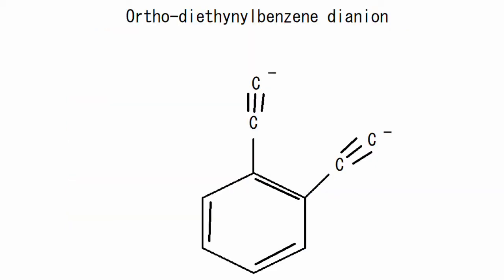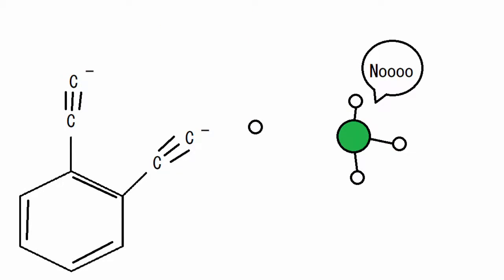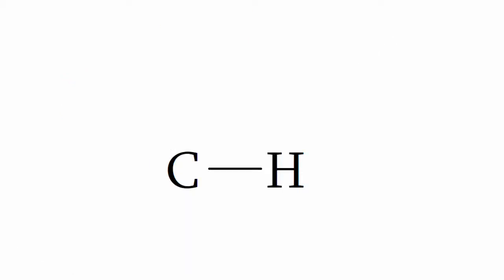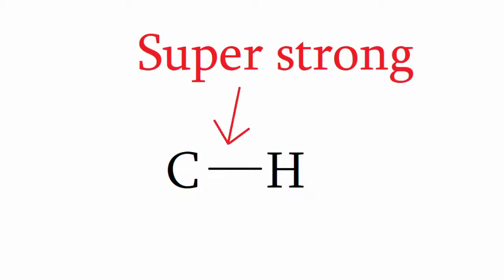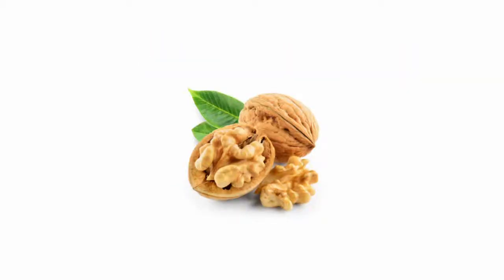Then we have superbases such as this one, called orthodiethylbenzene dianion, and the name is the least intimidating part about it. This monstrosity is so powerful that it can rip the hydrogens off of hydrocarbons. And keep in mind that these carbon to hydrogen bonds are very powerful. In a nutshell, don't play with these chemicals.